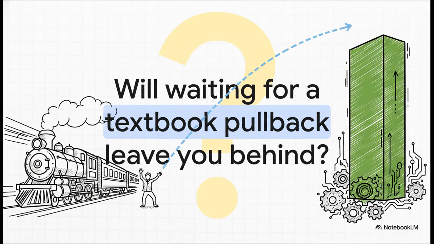Which leaves us with one pretty crucial question to think about. If you insist on holding out for a traditional textbook pullback in a market that's totally dominated by these institutional algorithms, are you just going to be left standing at the station while the market prints a massive vertical green wall? Something to think about next time you pull up the charts.